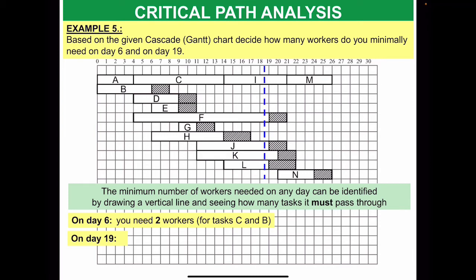When we look at day 19, we draw the line between 18 and 19. From here, you can see that definitely I, because it's a critical activity, must be done on day 19. The same way, when you look at activity F, this also must be done, because either way you move within the float for activity F, it still cannot escape the blue line. So I and F must be happening. The same is true for J and for K.